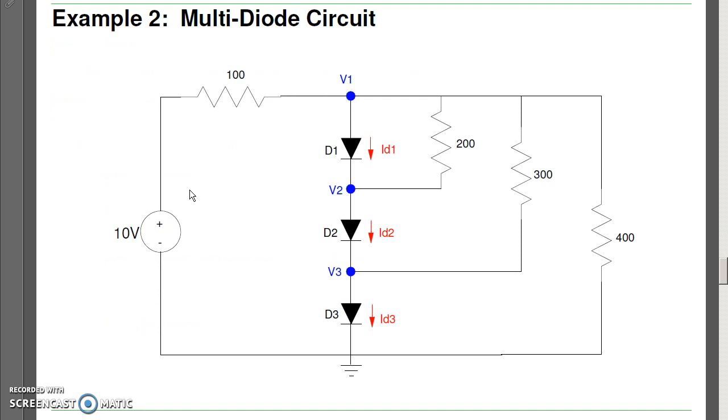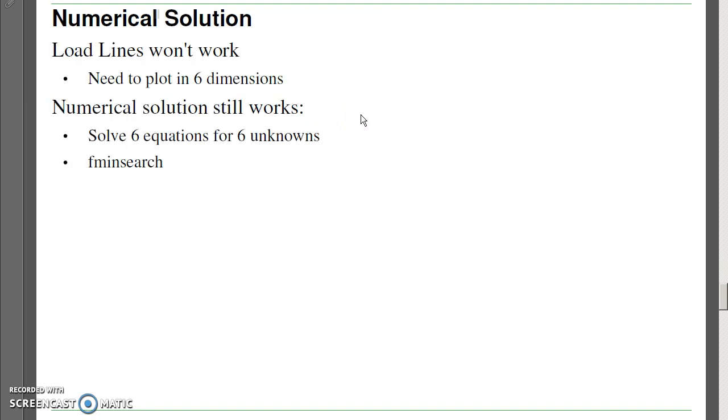Second example, suppose I have multiple diodes. In this case, there is a solution. If I built the circuit, I would have some voltage at V1, V2, V3. Those voltages are whatever it takes to balance, whatever voltage it takes so that the current in equals current out. In this case, a numerical solution or load lines won't work. If I had a load line, I've got 6 equations, 6 unknowns. That's difficult to plot on paper. A numerical solution will work, however.